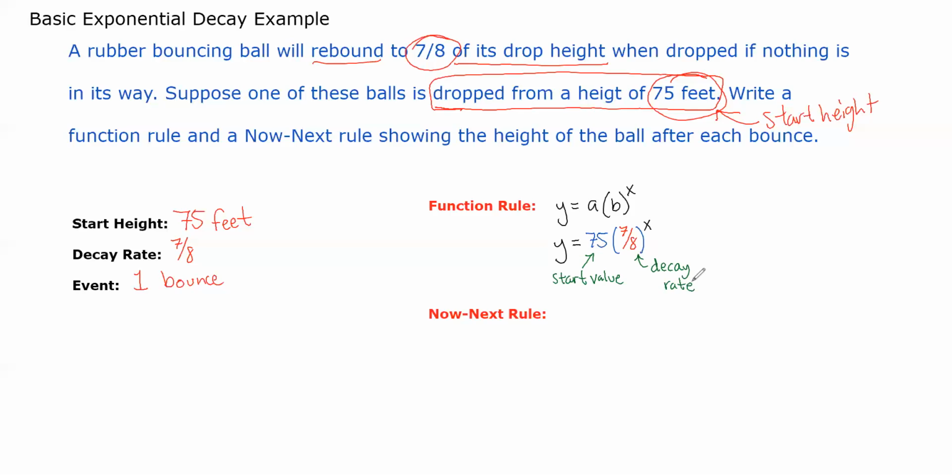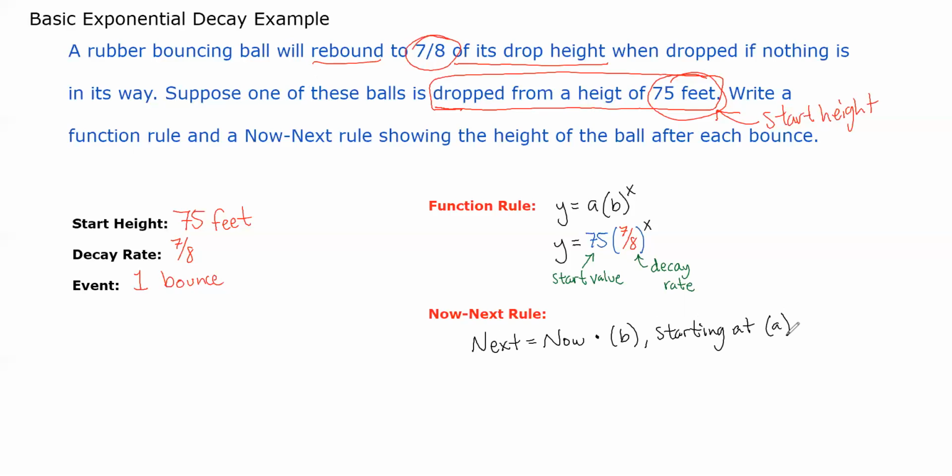Excellent. Now we have the now next rule. We'll use the same important pieces of information, such as the start value and the decay rate, from our function rule to write our now next rule. We have next equals now multiplied by b, comma, starting at a. This is what it's going to look like.